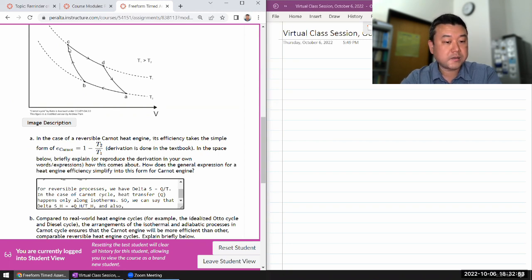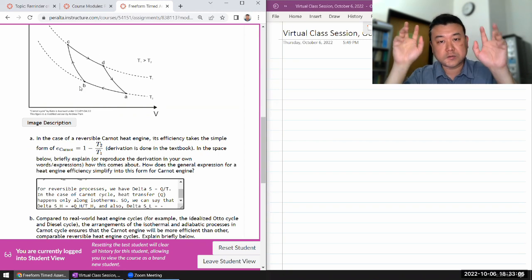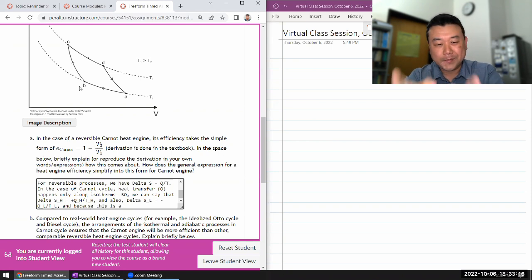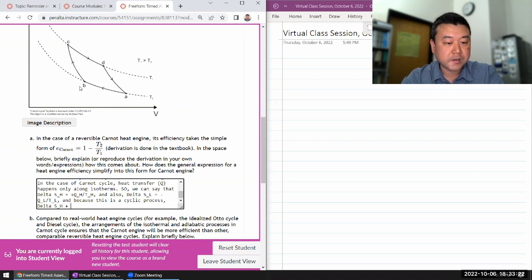And also, we can say the change of entropy at the low temperature reservoir along this isotherm. Now, heat is leaving the system, so the change of entropy is negative there. The engine is becoming less disordered. It is minus QL divided by TL. And because this is a cyclic process, delta SH plus delta SL is equal to 0, meaning QH over TH is equal to QL over TL.